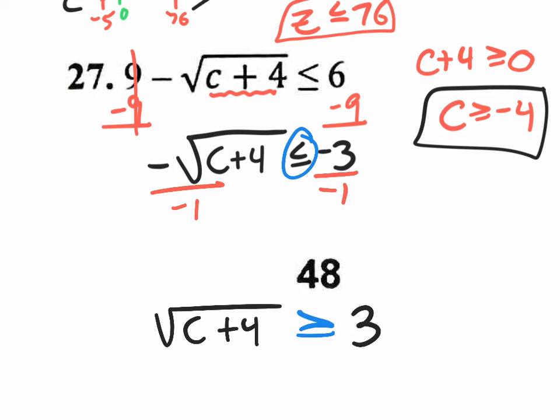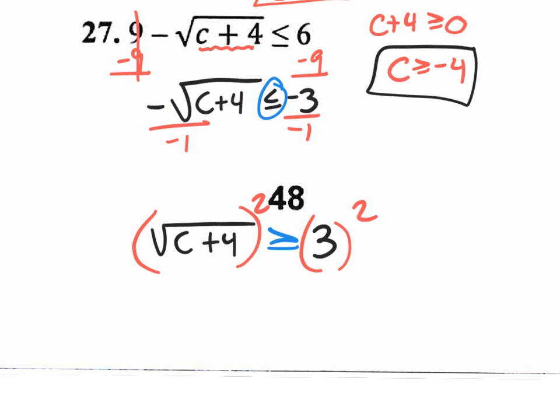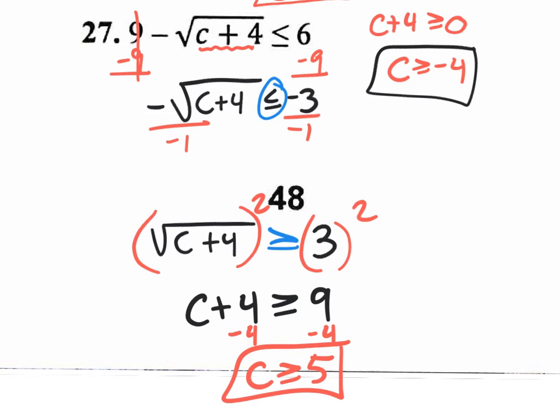So far, I have isolated the radical. Next step would be to get rid of that radical by applying a power to both sides. What power am I going to apply? That's right, 2. So my new inequality will be c plus 4, no more square root, is greater than or equal to 9. Subtract 4, c is greater than or equal to 5. So I have our two answers here: c is greater than or equal to negative 4, and c is greater than or equal to 5.